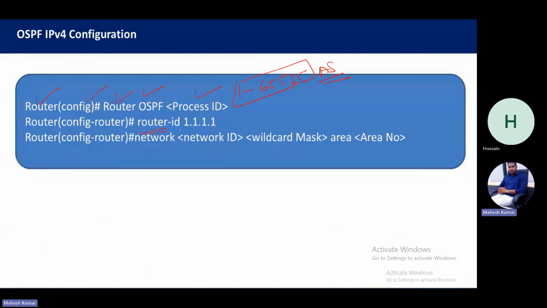And the router ID, manually we are providing here 1.1.1.1. When you are not configuring it manually, it will choose the highest interface IP as the router ID, or if you have a loopback interface, it will choose the loopback interface IP as the router ID. Second, the network command: let's suppose 192.168.10.0, then what we are using is 255.255.255.0, right?